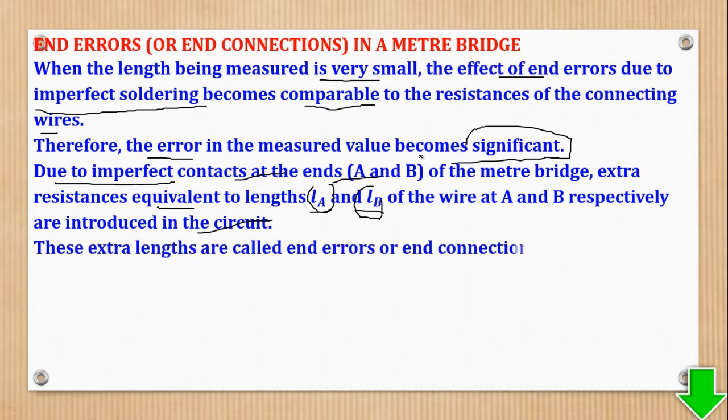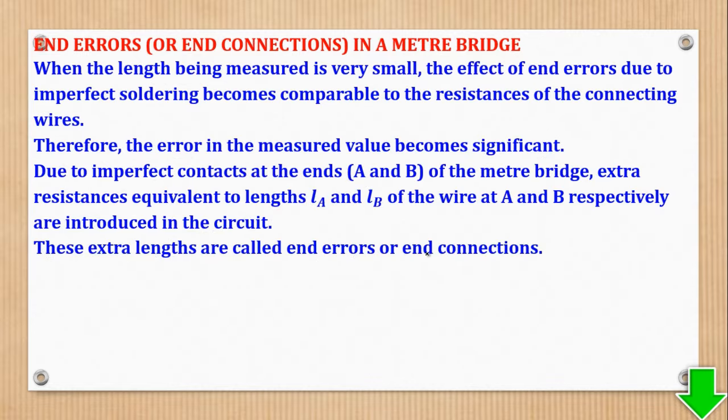And that resistance will not be negligible, because if the length being measured is very small, the effect of end errors is significant. In the previous questions we have been ignoring the end errors because they were negligible, but there are cases when these end errors are not negligible. In that case, you shouldn't neglect them. These extra lengths are called end errors or end connections, and they should never be ignored in cases where the length being measured is small.